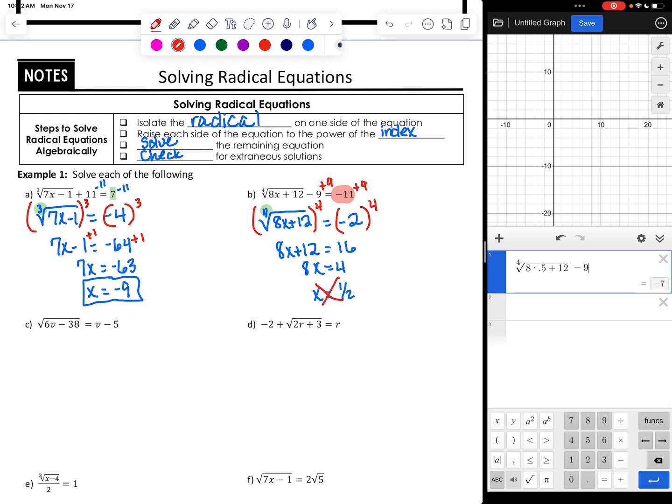X equals 1/2 is not the answer, and our final answer would be no solution. Okay, now let me show you graphically what is going on here. So I'm going to graph this for you.